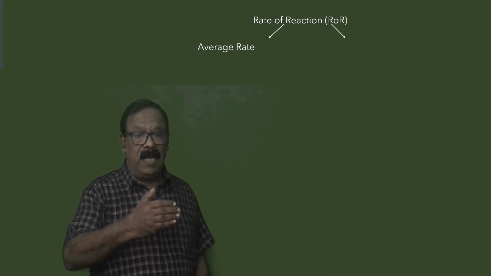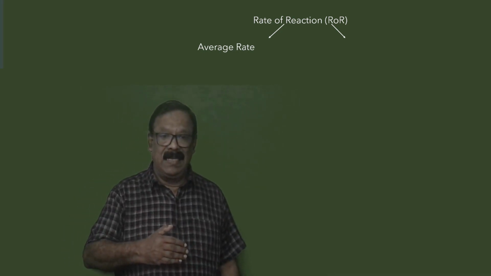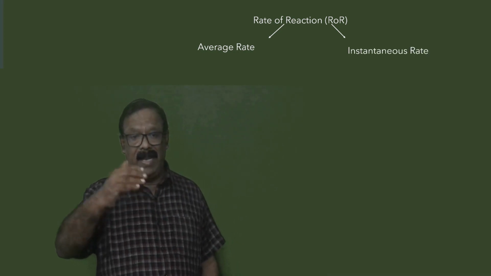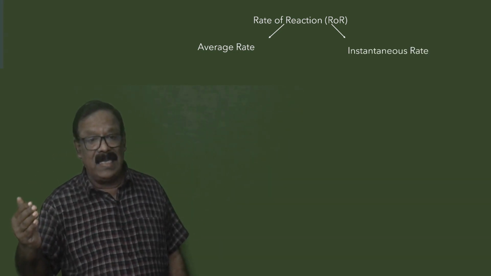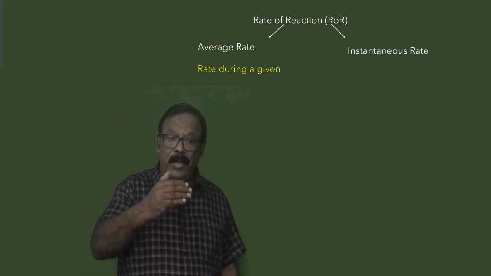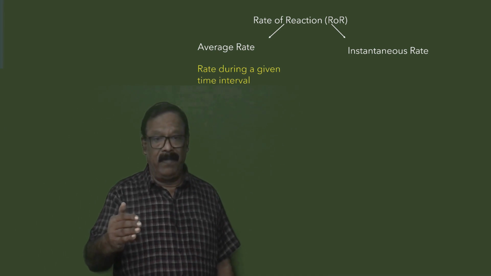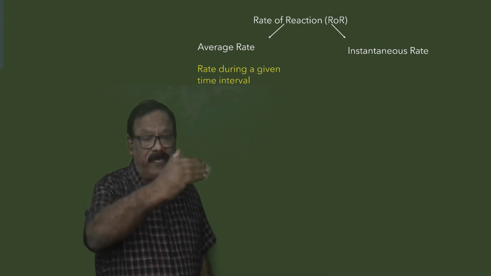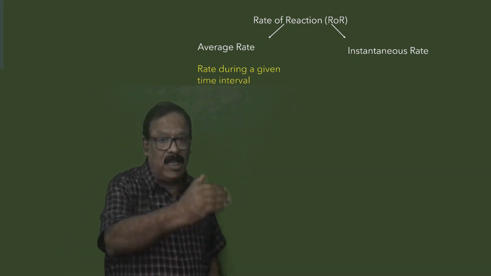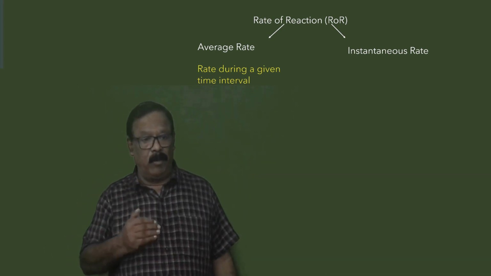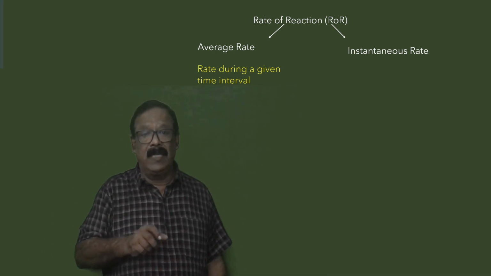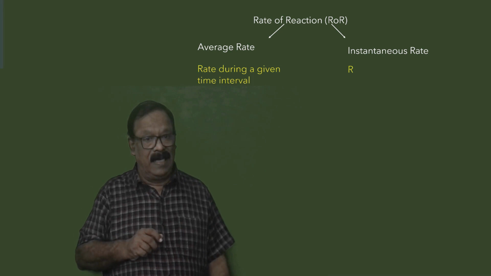One is called average rate. This is the rate during a given time interval, and the other is the instantaneous rate. Average rate, I told you, is the rate during an interval of time, say for example, from the 5th minute to the 10th minute, or the 8th minute to the 15th minute. So during this time gap, the rate is called the average rate.